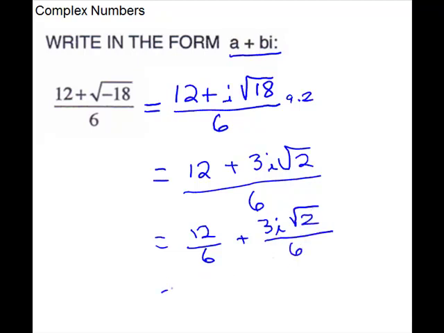12 over 6 will reduce to 2, and this will reduce. 3 will go into 3 once, 3 will go into 6 2 times. So i times the square root of 2 over 2, to be in standard form, we'll switch the order. So square root of 2 over 2 times i.